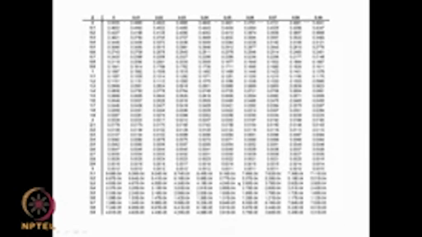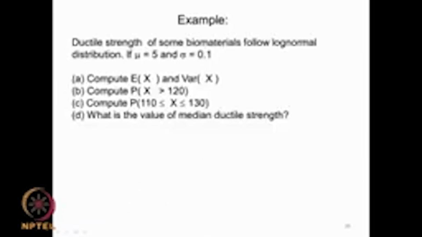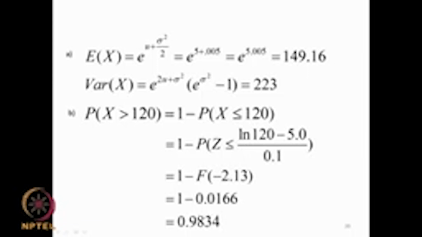So we go to, remember, our old z table, 2.13, which gives 0.0166. You remember our old z table, so it is 0.0166. 1 minus 0.0166 is 0.983. So the probability of having x greater than 120 is 0.9833. So here we have to use the z table, but remember x minus mu by sigma is our z, but here we take the logarithm of x, that is the only difference.